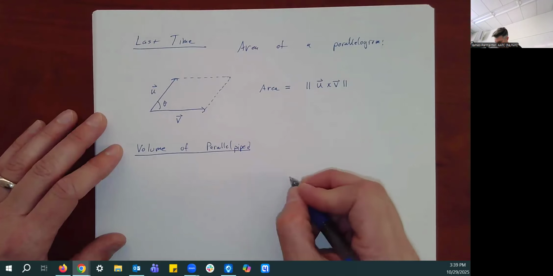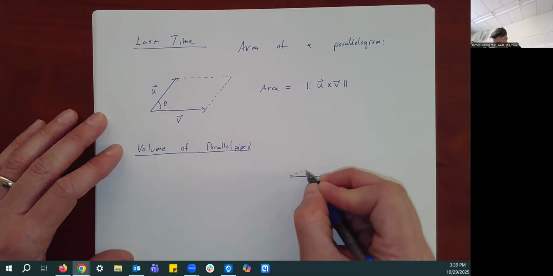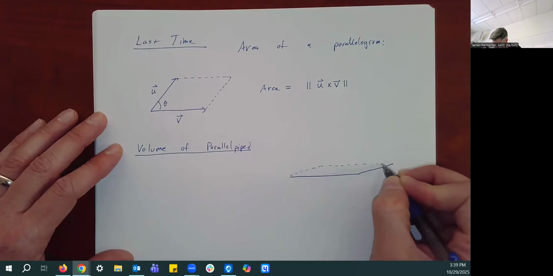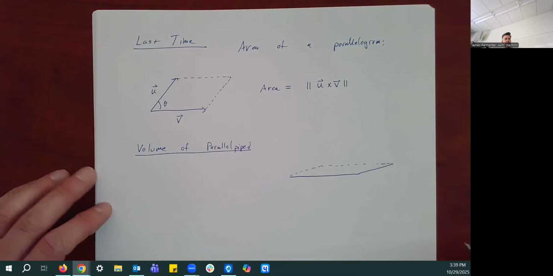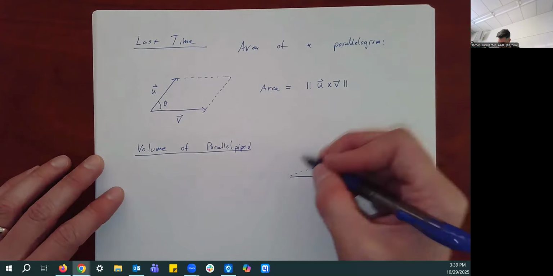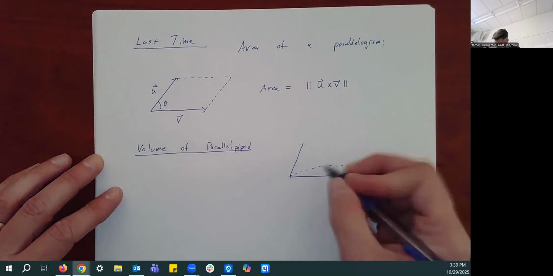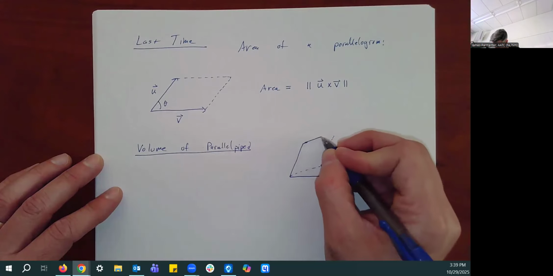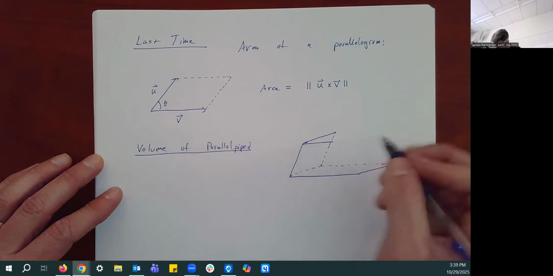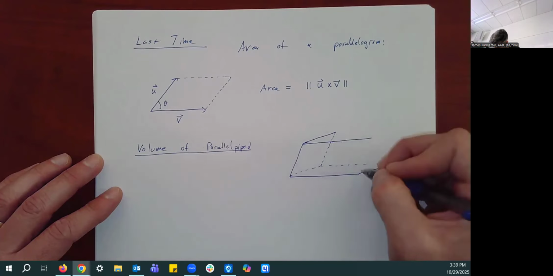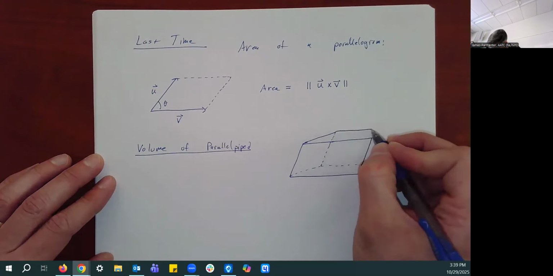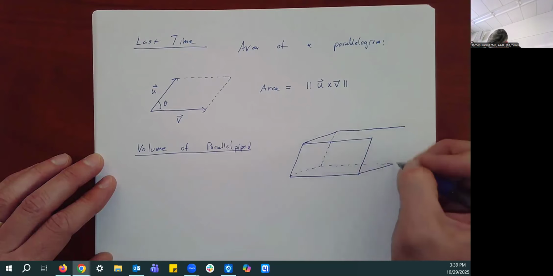So here's my base, which you could think of as being rectangular or parallelogrammy. And then it's going to have some height as well. Pardon me while I try to draw this. And the whole point is that the sides are supposed to be parallel. But it's called a parallelepiped, as far as I know.